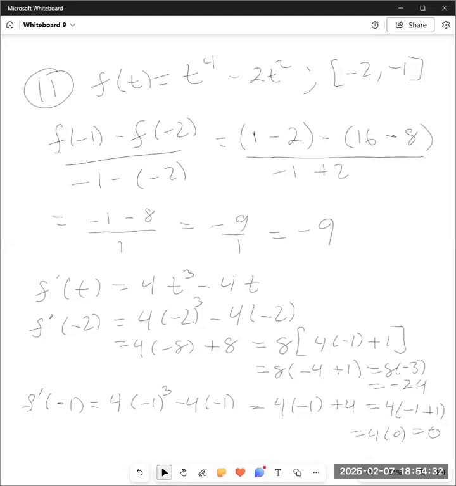So let's end our discussion there. Let me see what we have next. Yeah, let's end our discussion there. You have number 13 to do that includes a graph in your suggested problems. I'm not going to do that one here, but you can go ahead and try that one on your own.